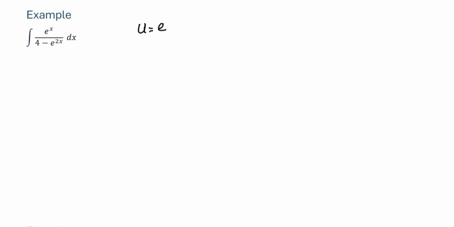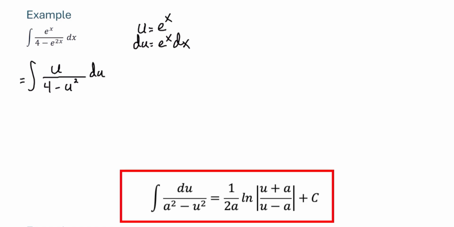Let's let u be e to the x, then du is e to the x dx. Now rewriting this integral, we have the integral of u divided by 4 minus u squared du. Now we can look through our list of integrals to see which form this fits. Rather than show you an entire list of formulas in this video, I'll just show you the one that we're going to be using here. And in this case, I'll make a note that this is number 19 in our list.